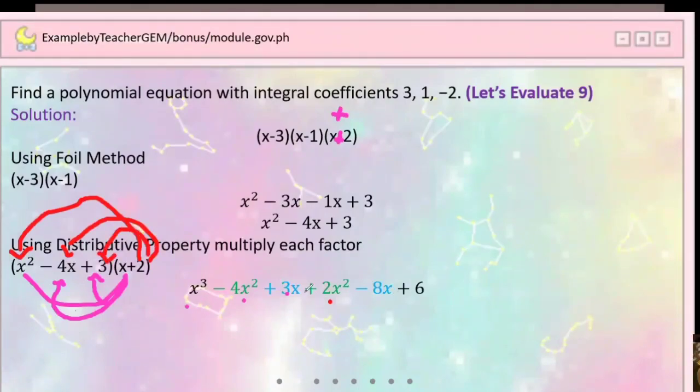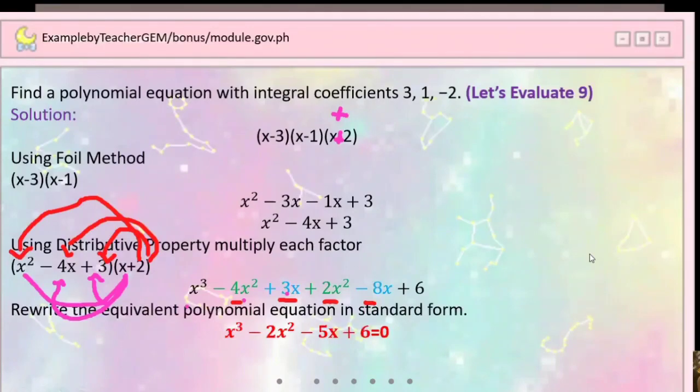So, combining like terms, yung mga like terms natin, itong si negative 4x, negative 2x, negative 3x, and negative 8x. So, rewrite lang natin siya simply. Rewrite natin the polynomial in the standard form. So, magiging sagot natin is 2x raised to 3 minus 2x raised to 2. Bakit naging 2? Kasi negative 4x squared plus 2x, so parang minus 2 lang natin siya. Next natin, bakit naging negative 5x? Positive 3x minus 8x. So, negative 5x plus 6.